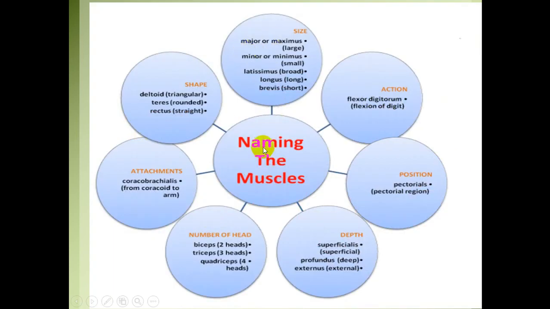Nomenclature of skeletal muscle is based on different criteria. For example, according to size, the skeletal muscles in some regions are named as major or maximus when they are large. For example, pectoralis major, gluteus maximus. When they are intermediate in size, they are called medius, like gluteus medius. When they are small, they are called minor or minimus, like pectoralis minor, gluteus minimus.